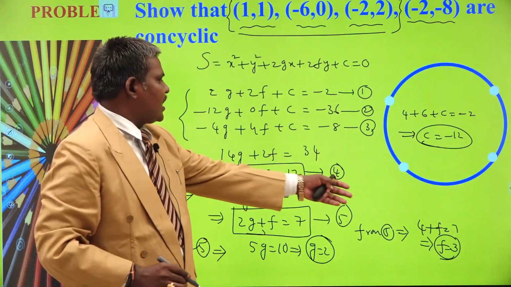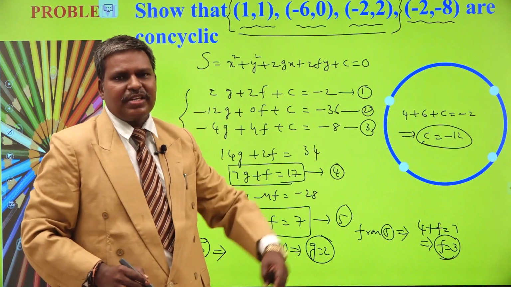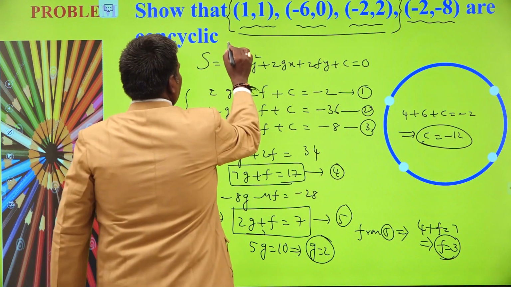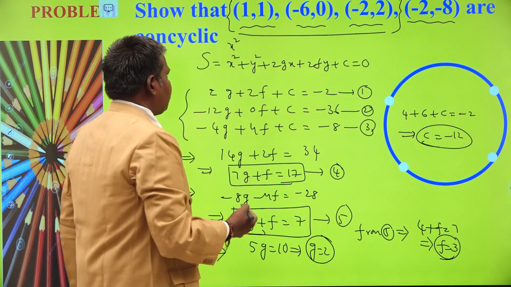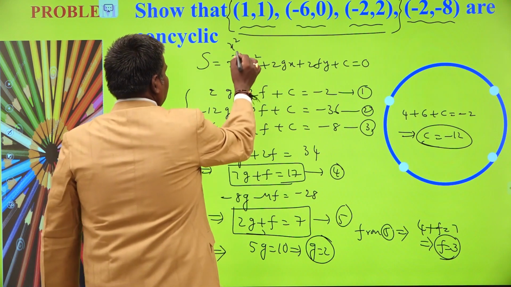We have g, f, c. Can you write the equation of circle or not? So, the equation of circle passing through the first 3 points is what? x square plus y square.